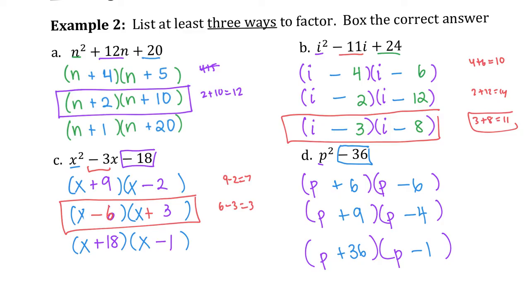There is no p in the middle, so I need it to actually add up to 0. So let's try this one. If I do 6 minus 6, I get 0. Okay, that's the correct answer then right there.